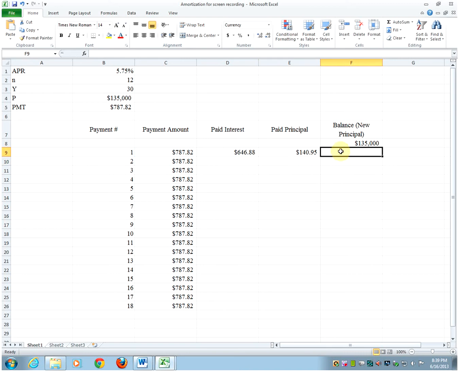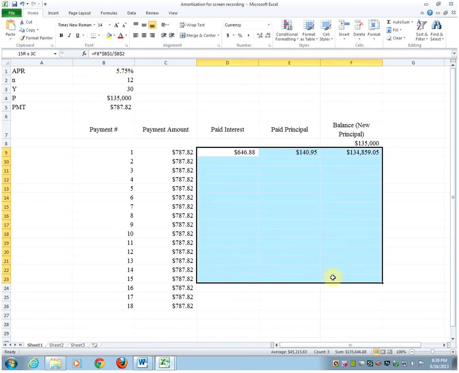And then finally we need to calculate our new balance. Equals, take our previous balance minus the amount that you pay in principal that month, so we only subtract the principal. Press enter, and so after 1 month you have $134,859.05 left.